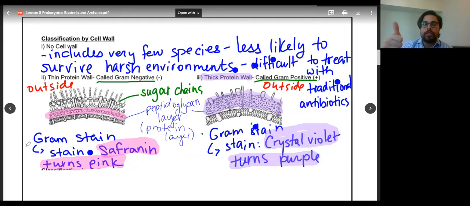So we have gram-negative, which turns pink in the presence of safranin as a result of its thin protein wall or peptidoglycan layer. And then we have gram-positive bacteria, which has a thick peptidoglycan layer, and it turns purple in the presence of crystal violet. Now you might be thinking, what happens if we use the stain safranin on a gram-positive cell? Nothing happens. And vice versa. If we use crystal violet on a gram-negative cell, likewise, nothing will happen. Okay. So three ways to classify cells by their structure of cell wall. And like I said, you're definitely going to have to know this, not for your lab quiz, but for your first quiz that we have in a couple of weeks' time.